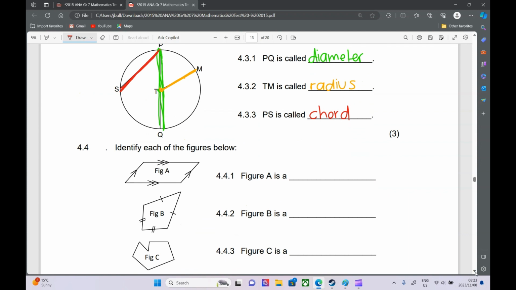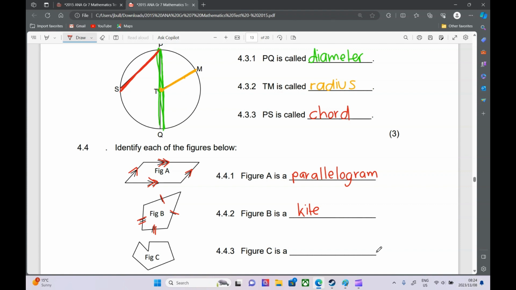Identify each of the figures below. Okay, so figure A is a parallelogram. Again, these are things you have to know. How we know it's a parallelogram is because we've got these two sides, those two are parallel, and then these two are parallel. This one here is a kite. How we know that is because these sides are equal to each other, and then these sides are equal to each other. And you can kind of see it is a kite shape.